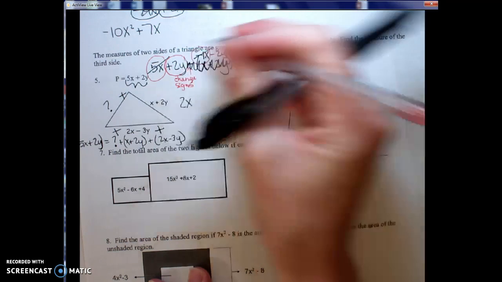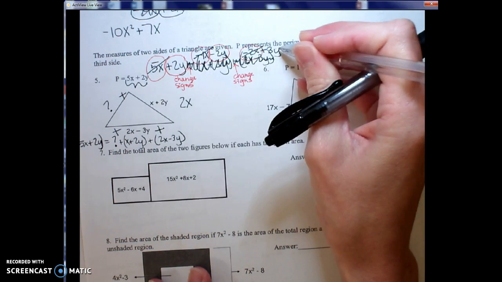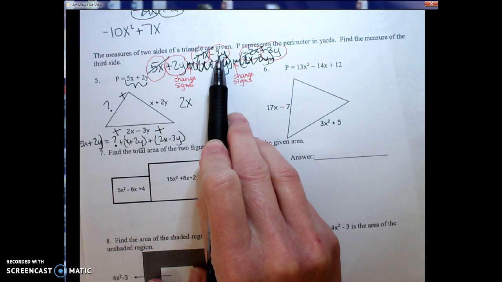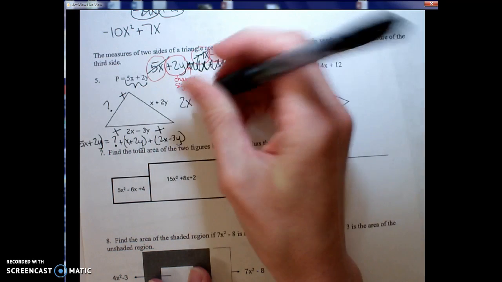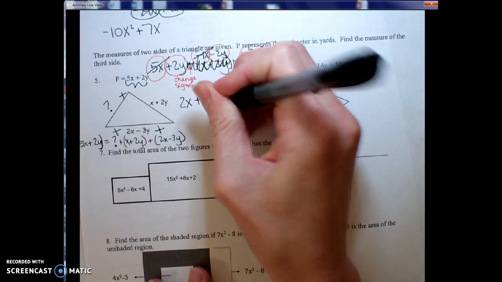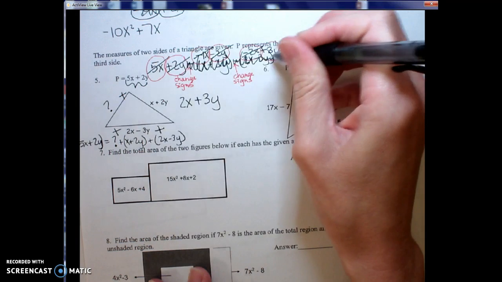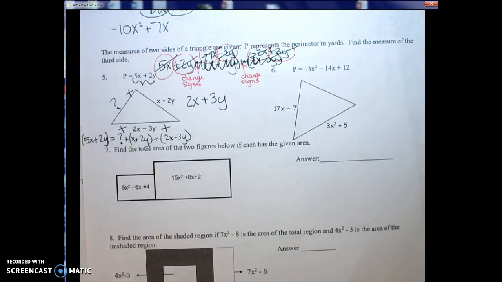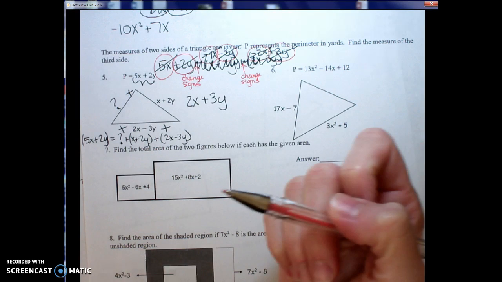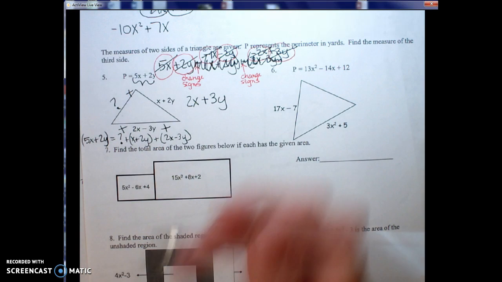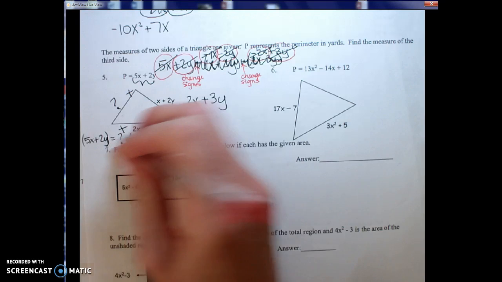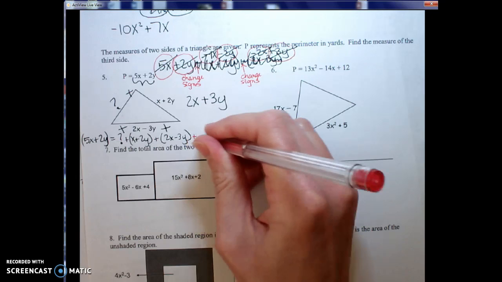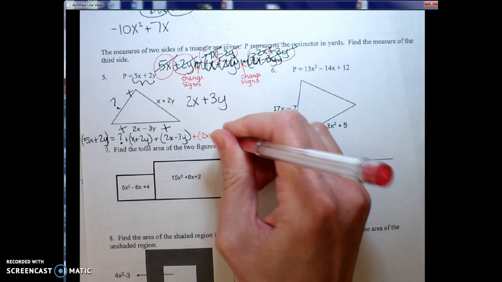I can go on and do the next piece, which would be my y's. I have a positive 2y minus 2y plus 3y. So here, 2 minus 2 is 0, plus 3 would be 3. And that's a positive 3y. That would be my final answer. So that third side length would be 2x plus 3y. So at that point you are done with your problem. You could check it to make sure that it actually works. You could take that and say, okay, instead of my question mark in my original setup, this would give me the third side of 2x plus 3y.